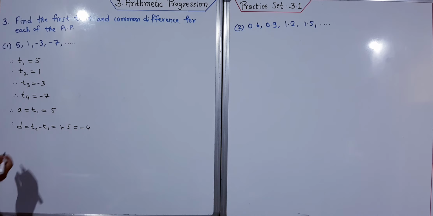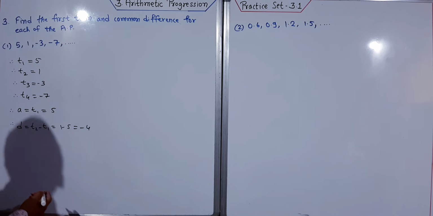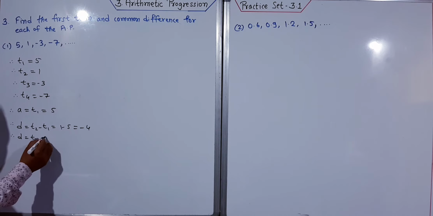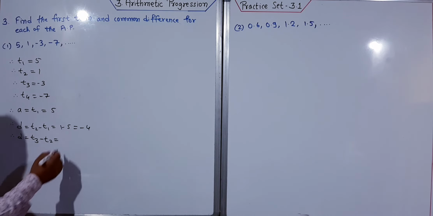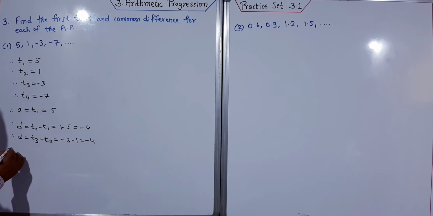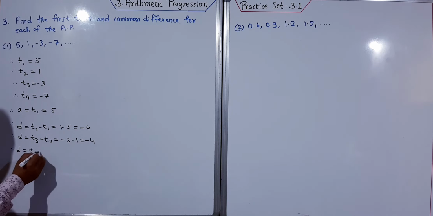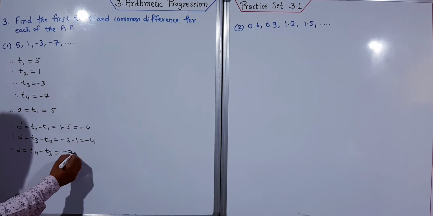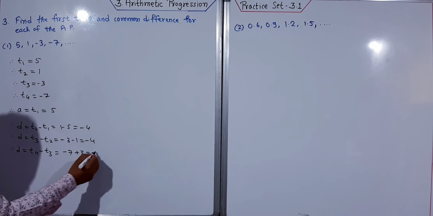Similarly, if you want to find the common difference for each of the following, d is equal to t3 minus t2. So it is minus 3 minus 1, it is minus 4. Therefore d is equal to t4 minus t3, so it is minus 7, and minus minus plus 3, it is minus 4.